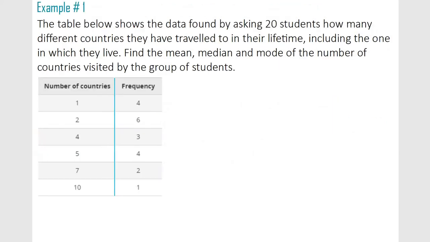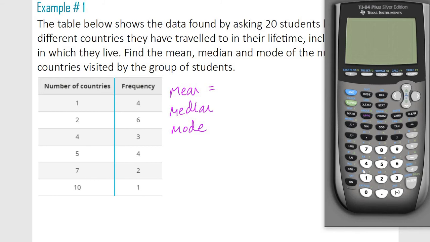All right, example 1. So let's find the mean, median, mode visited by the group of students. Okay, so we want to find the mean, median, and mode. Okay, so algebraically, we could just find the average, so we could literally add them all up. So let's get out the calculator.